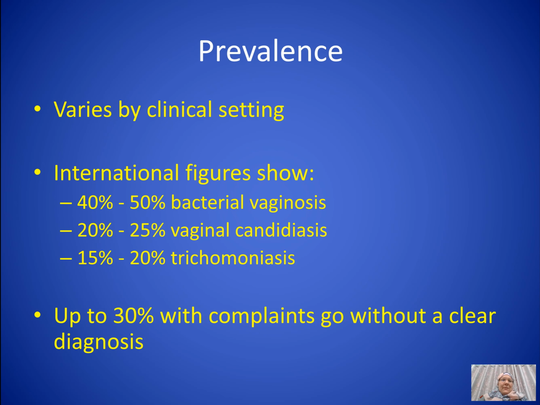Prevalence varies, but it is a very common complaint. In the literature, you find prevalences between 40 to 50% for bacterial vaginosis, around 20 to 25% for vaginal candidiasis, and 15 to 20% for trichomoniasis. Altogether, you have to remember that 30% of complaints go without a clear diagnosis, even after examination and investigation; the diagnosis remains unclear.